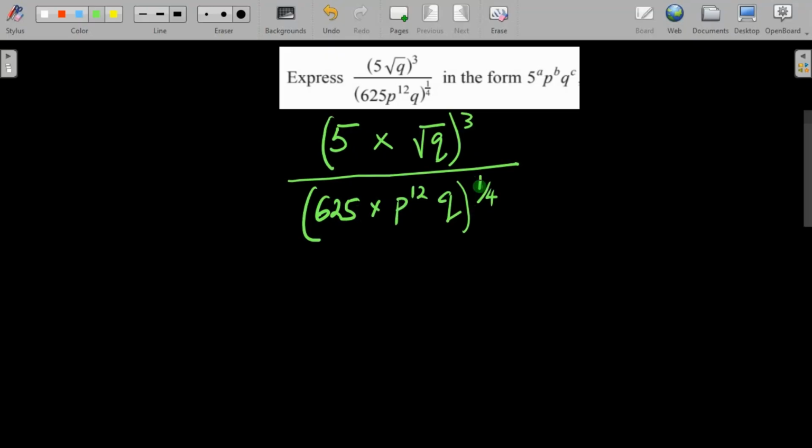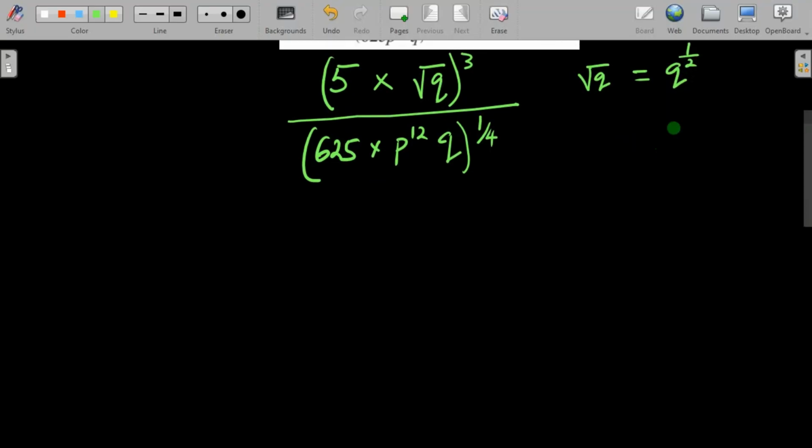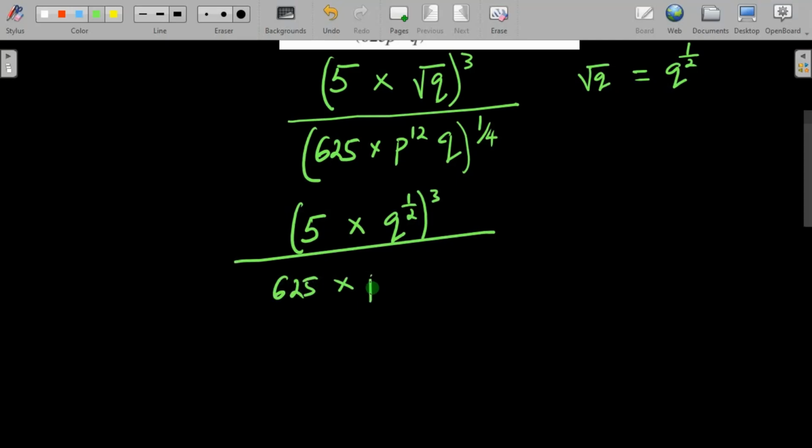This is good. Now the first thing we need to do here is to remove the square root of q. According to the law of indices, the square root of q can be expressed as q raised to power half. So take note of that. Now let's remove it and put that there. So this becomes 5 multiply q to the power of half all to the power of 3, now divided by 625 multiply p to the power of 12, then q all to the power of 1 over 4.